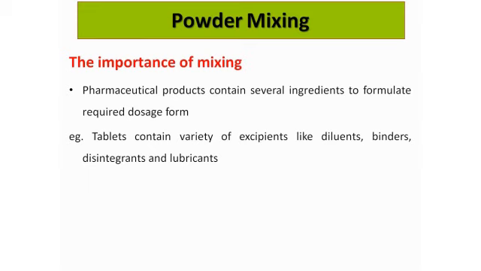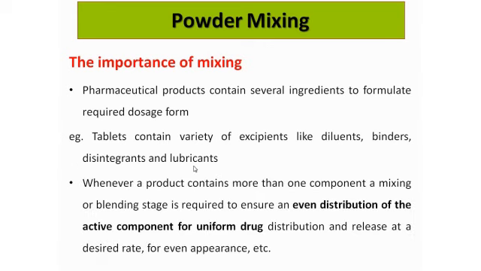Example, tablet. In the tablet, we have many excipients like diluent, binder, disintegrant and lubricant, right? So whenever a product contains more than one component, for example your tablet, the mixing or blending is very much essential. Why is it essential? For even distribution of the active component, for uniform drug distribution. Even distribution means the API, the drug, should be mixed properly for formation of a uniform dosage form, and this will lead to the release of the drug from the dosage form, for example tablet or capsule, at the desired rate, and for suspension, an even appearance. For a suspension it will appear clearly. Thus mixing is very much essential.